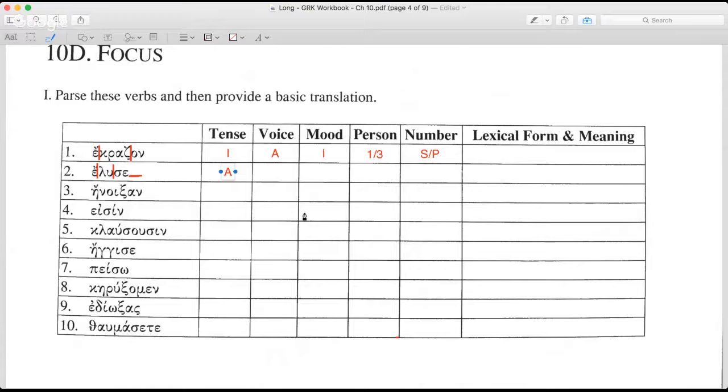Voice is what? Active, indeed. And it is also indicative, as are all of these. Person? Third. Yep, third singular. See how that works?